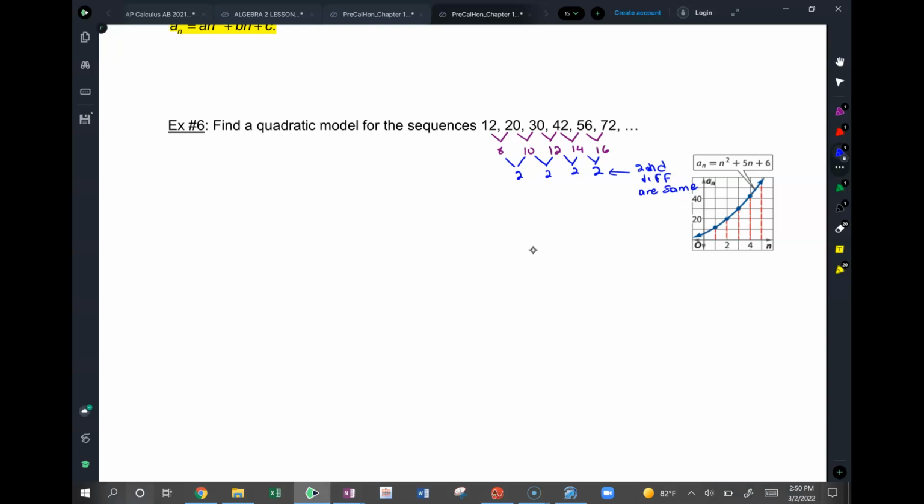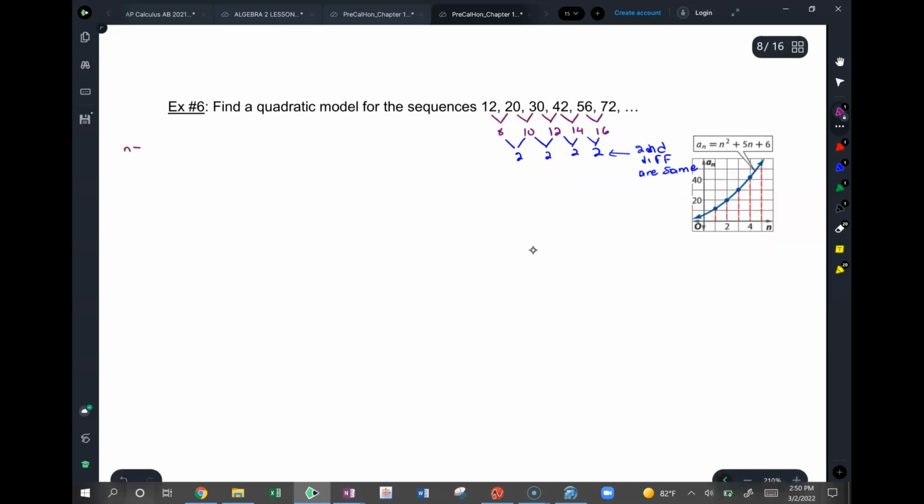So you can write a model for this. When I graph these, when n is 1, a is 12. When n is 2, 20; 3, 30; 4, 40. You get a quadratic equation, a parabola, and now we're going to find an equation for that parabola. When n equals 1, a_1 equals 12, which I can write as the coordinate (1, 12). When n is 2, a_2 is 20, and the coordinate is (2, 20).